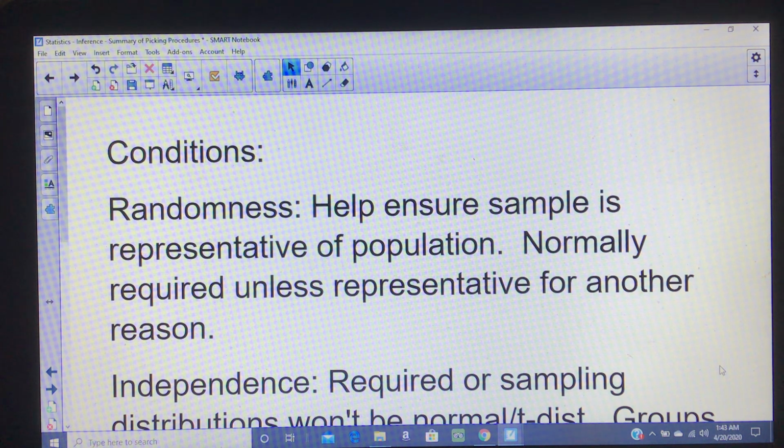Now, I wanted to go over the conditions because basically the conditions are the same for all of them, and they like to ask concepts about the conditions. So make sure you understand why the conditions that are set forth need to be met. So I'm just going to review that, and this is for all of them. There are the four big conditions for all these procedures.